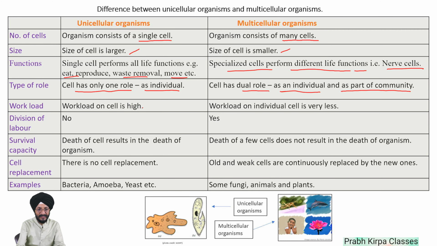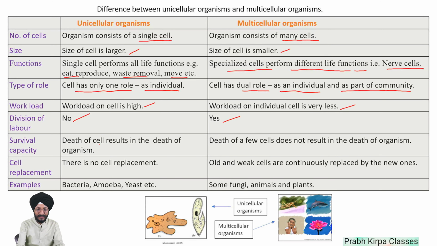The workload on the cell in the case of a unicellular organism is high. In the case of a multicellular organism, the workload on an individual or a single cell is very less. There is no division of labor in the case of a unicellular organism, whereas in the case of multicellular organisms, there are different cells which perform different functions. So there is division of labor in the case of multicellular organisms.